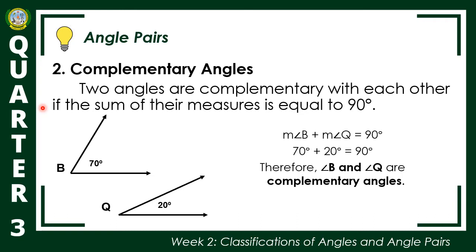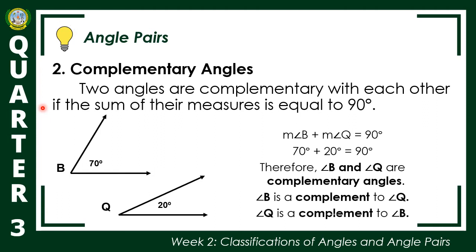Okay? So, paano naman po yung relationship nila sa isa't isa? Ano yung tawag po nila sa isa't isa? Parang mag-best friend, di ba? Ano yung tawag mo sa best friend mo? So, angle B is a complement to angle Q. And angle Q is a complement to angle B.